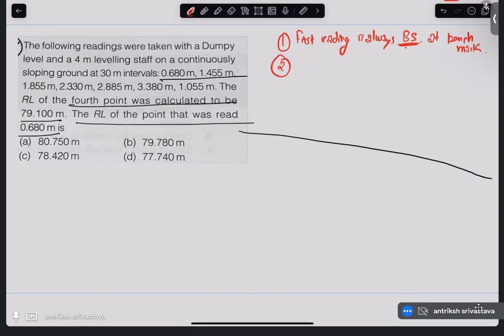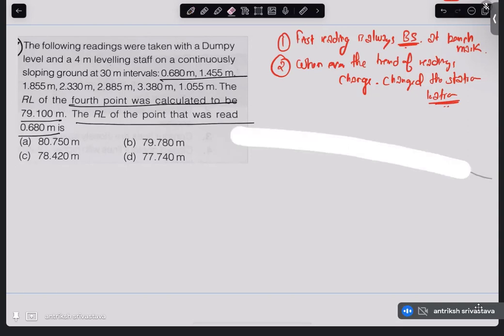Second, whenever the trend of readings changes, then remember that we have changed the station location. Okay, what do I mean by that? We'll see. This is a great example to explain that.